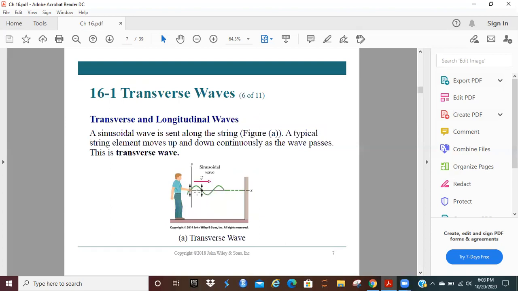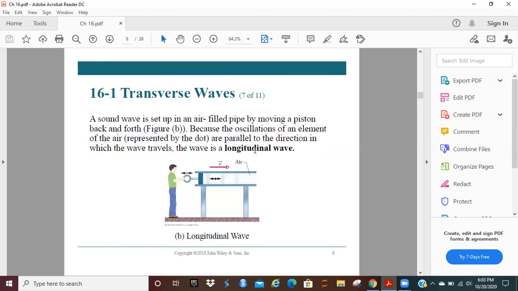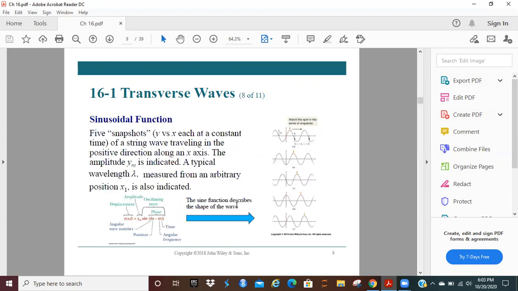So here we had a wave, it's kind of traveling, the string elements moving up and down, so that is moving perpendicular to the direction of the wave. So this is actually moving in parallel with the wave as it moves this way. So that's considered to be longitudinal.